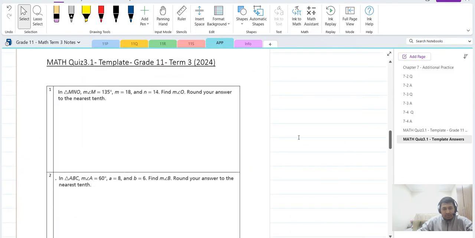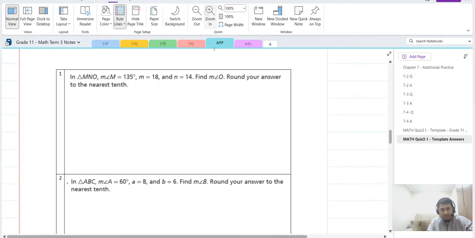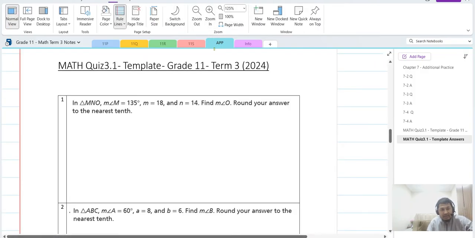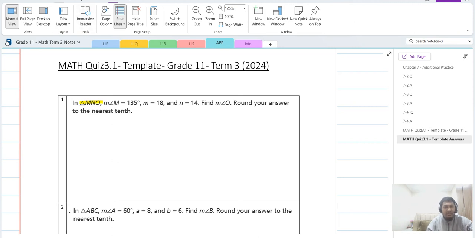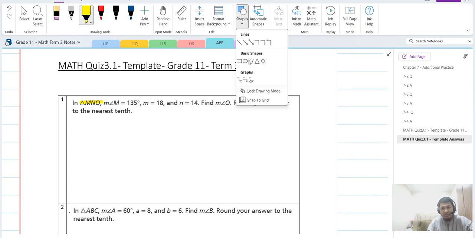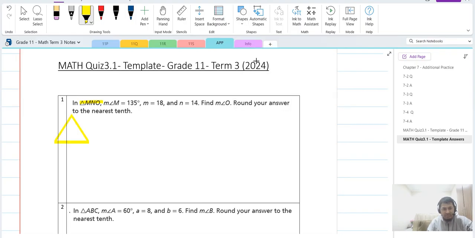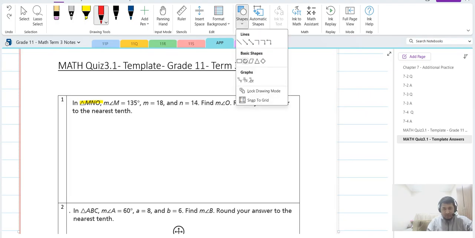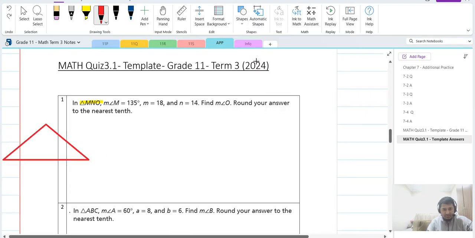So what we have here is, in triangle MNO, let's zoom in a bit. Yes, in triangle MNO, the measure of angle M is 135, m is 18, n is 14. Find the measure of angle O. Round your answer to the nearest tenth. So we have to draw this triangle, right? So just a general triangle, and then do calculations.